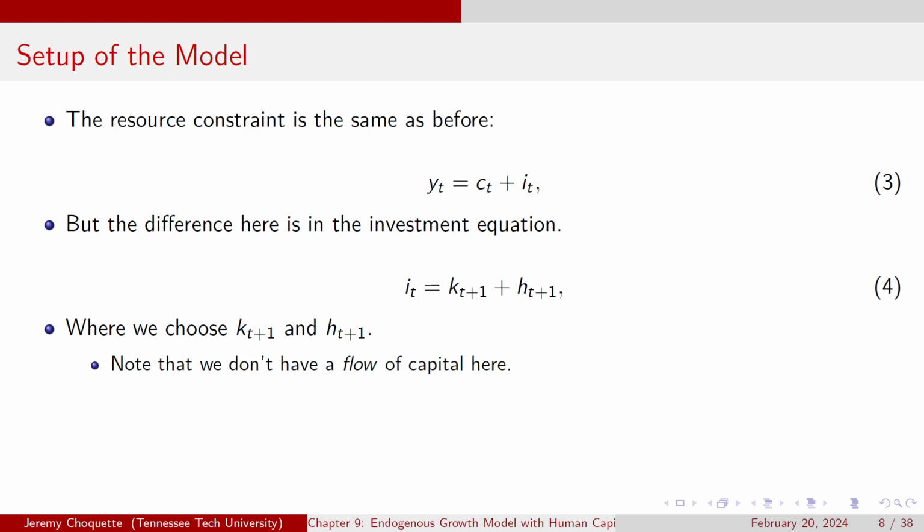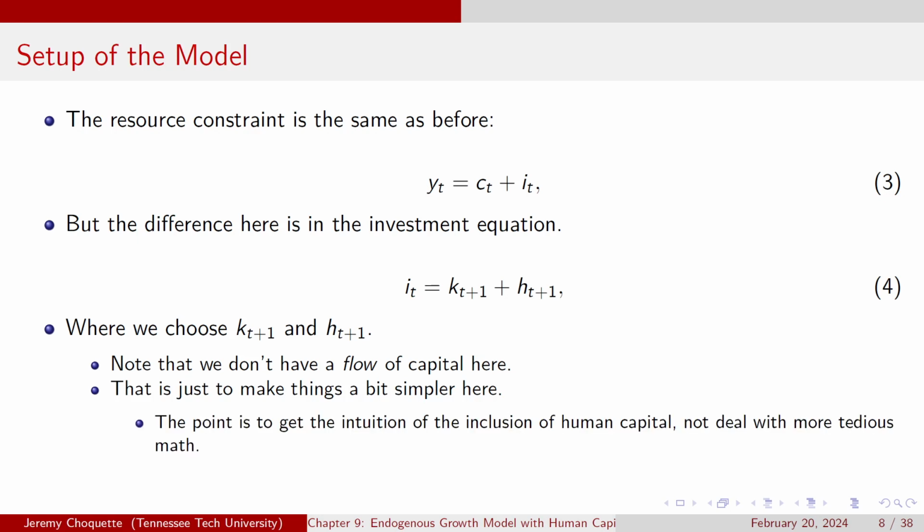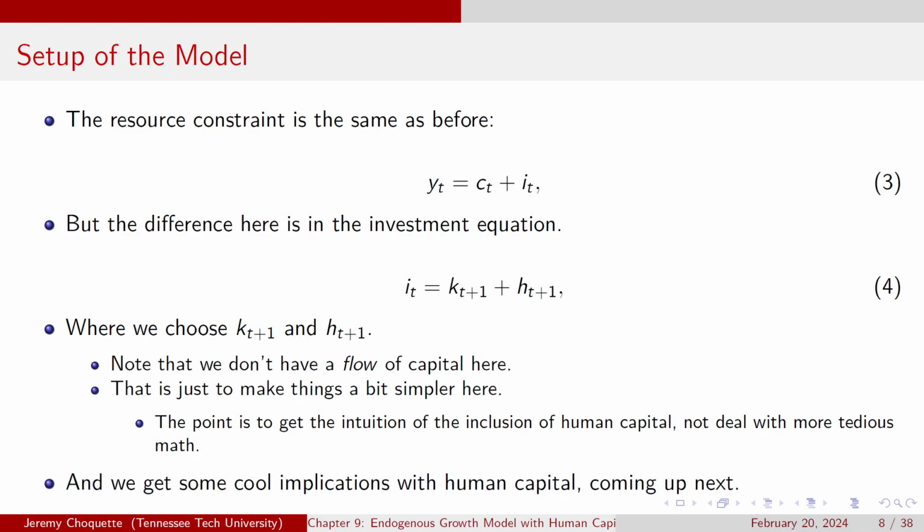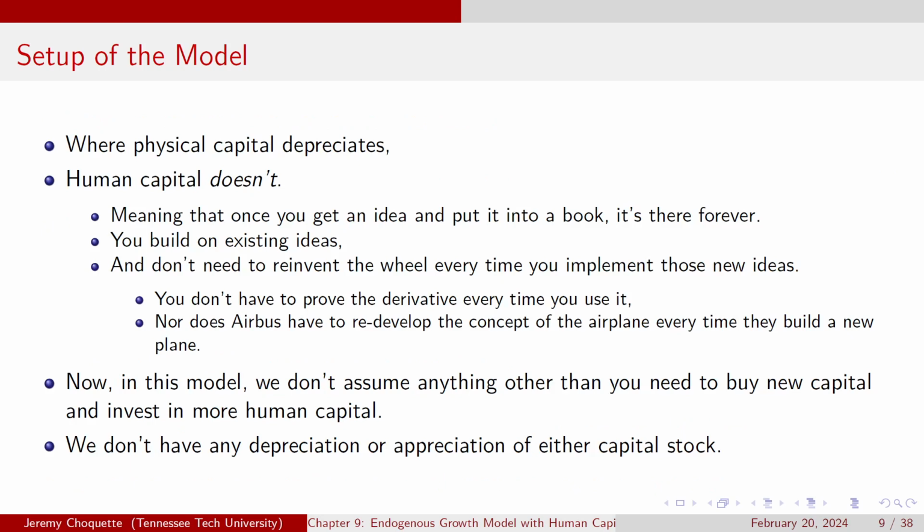Now, another thing of note here is we don't have a flow of capital. So it's not like k sub t plus 1 minus delta k sub t. We don't have that. It's really just to make things simpler here. I wanted to get the intuition of the inclusion of human capital and not have to deal with any more tedious math. Cool. So, all right. More implications coming up next.